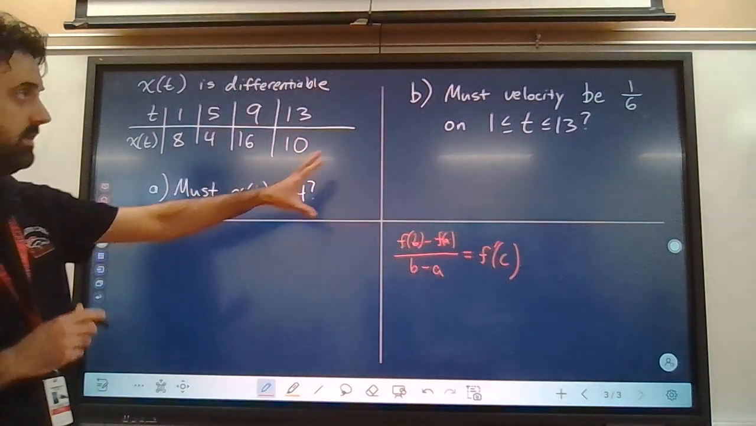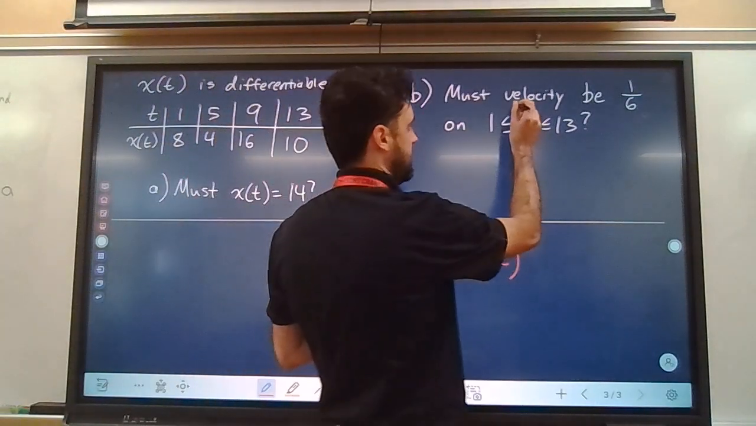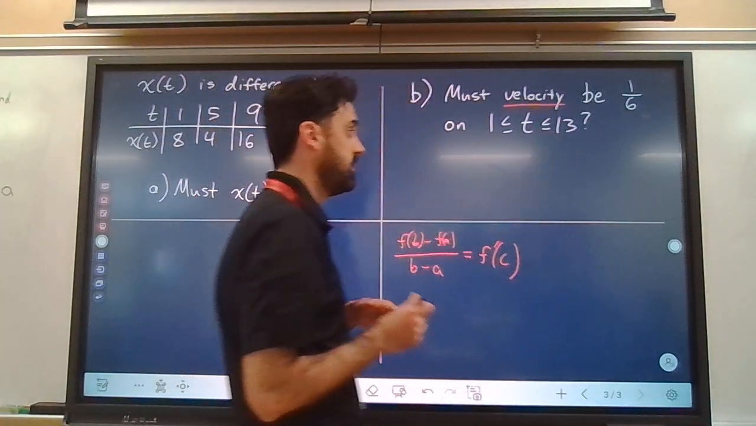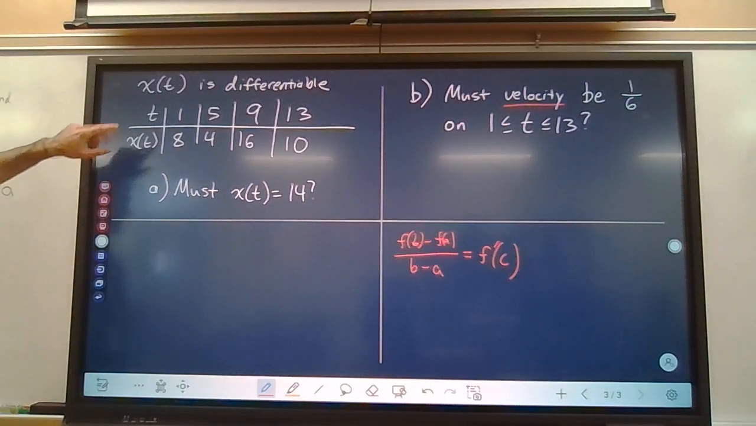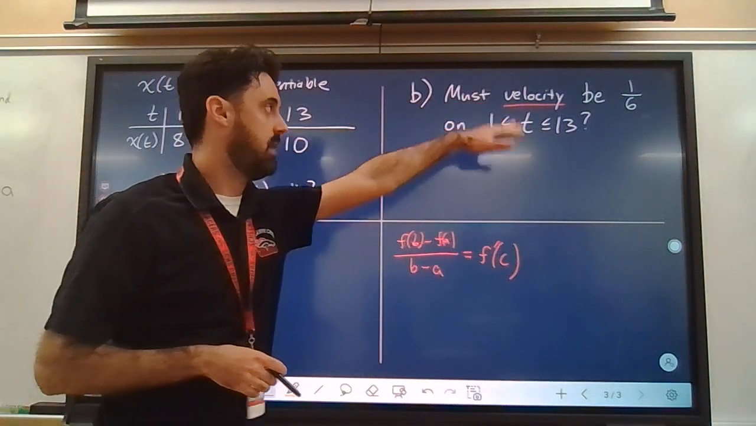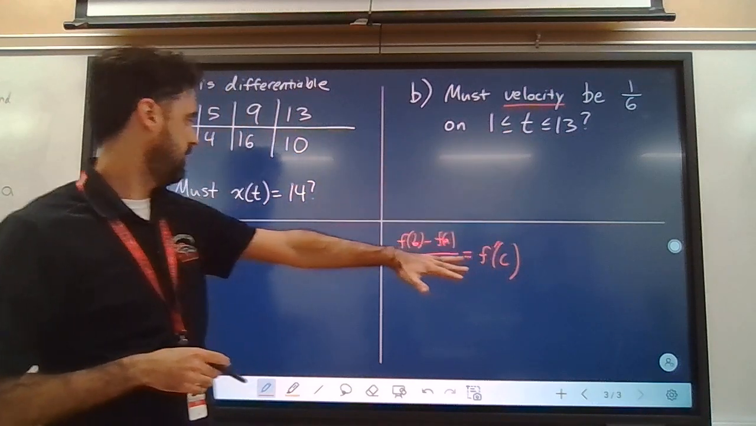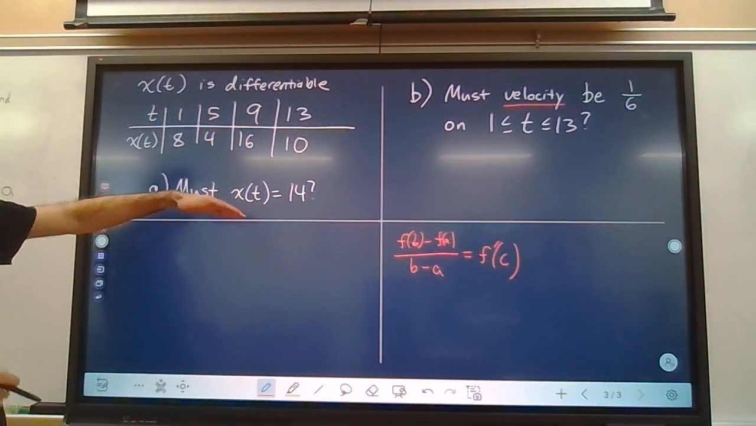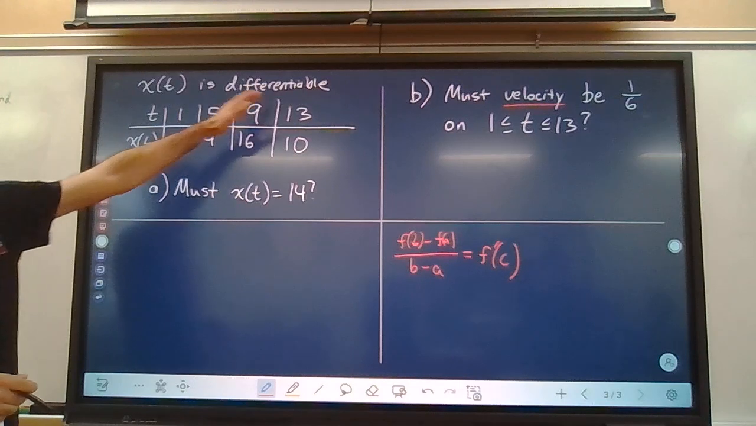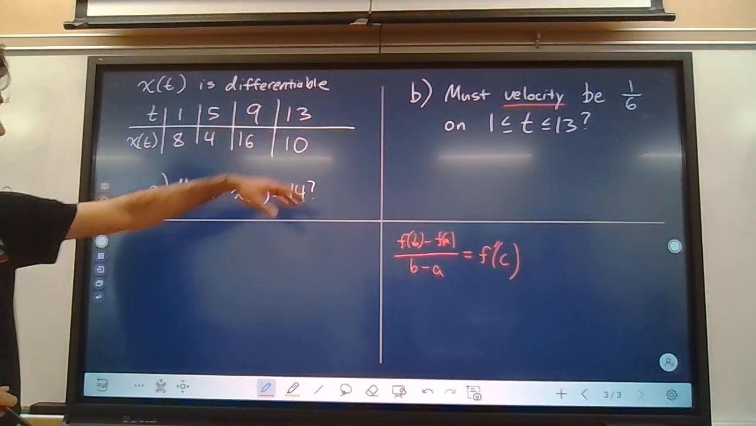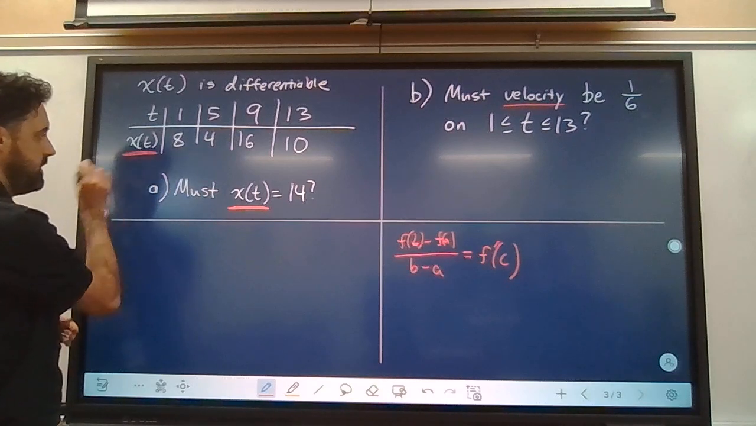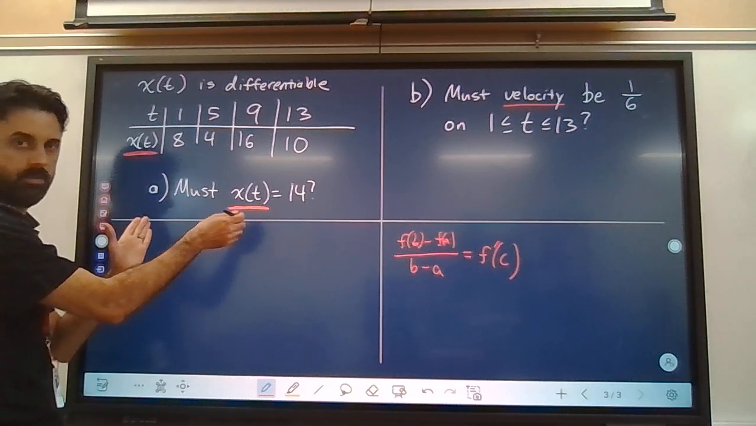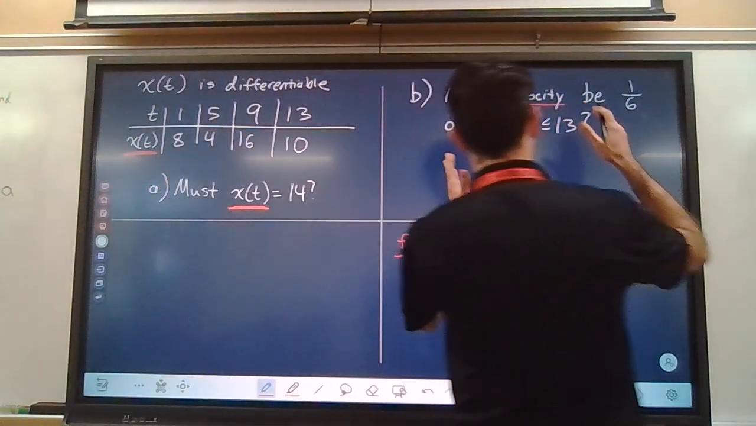So in this question, B is the one actually that's going to use the MVT because it's referencing velocity and we're given position. So the fact that this is a derivative and we have an interval means we're going to use this one. I didn't put an interval on A, but it absolutely could have an interval from 1 to 13. Okay, so it could have the same interval, but it's referencing x of t, which is not the derivative here, so this one's not the mean value theorem. Okay, this problem is what we're looking to do.